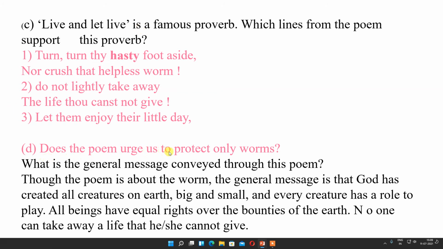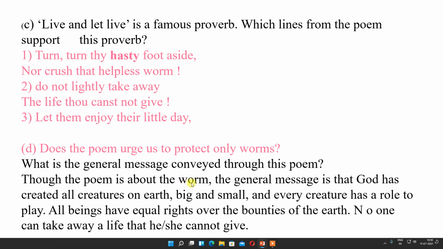Does the poem urge us to protect only worms? Actually, though the poet wants to give a general message, he wants to convey through this poem that it is not only about the worm.